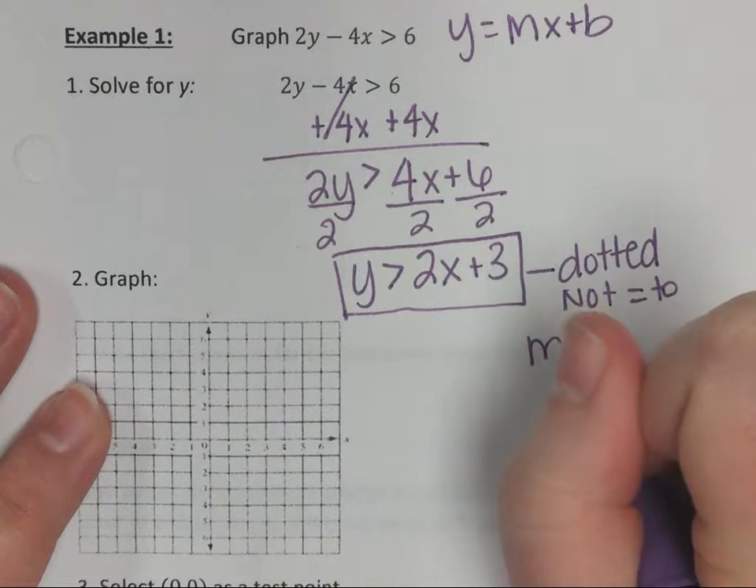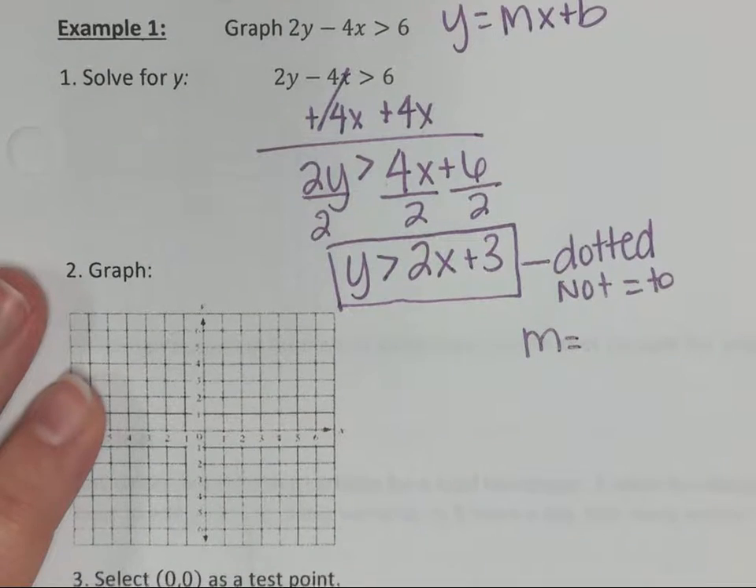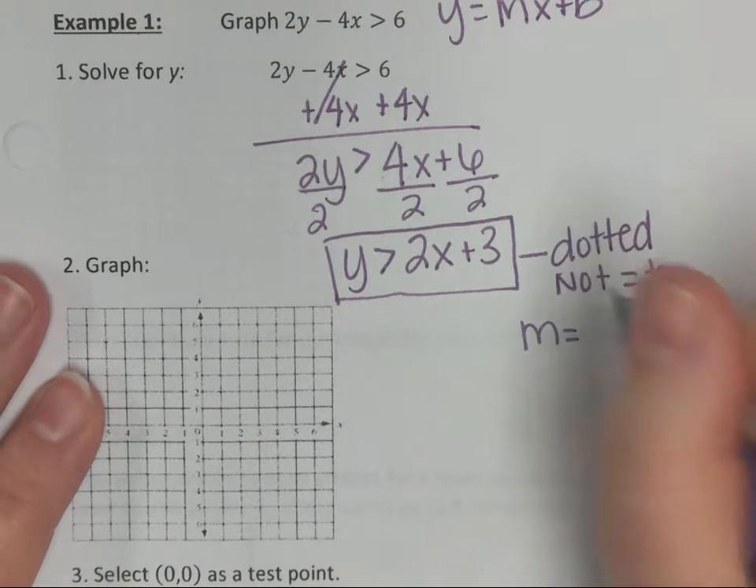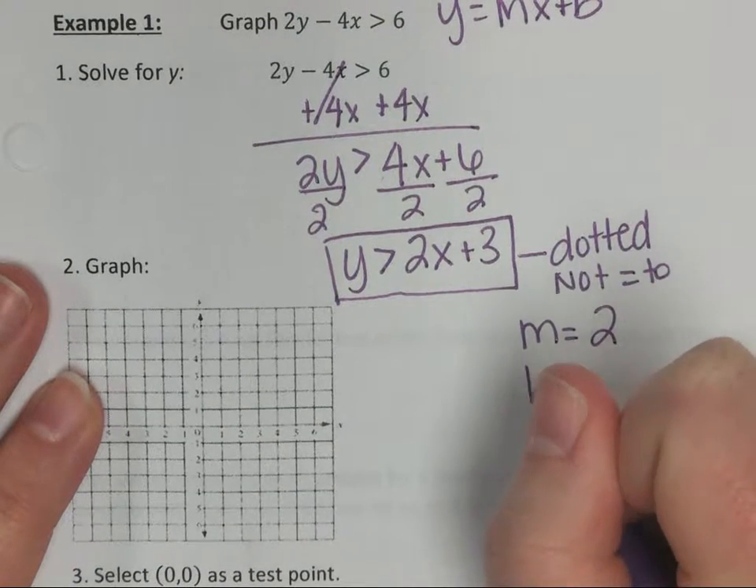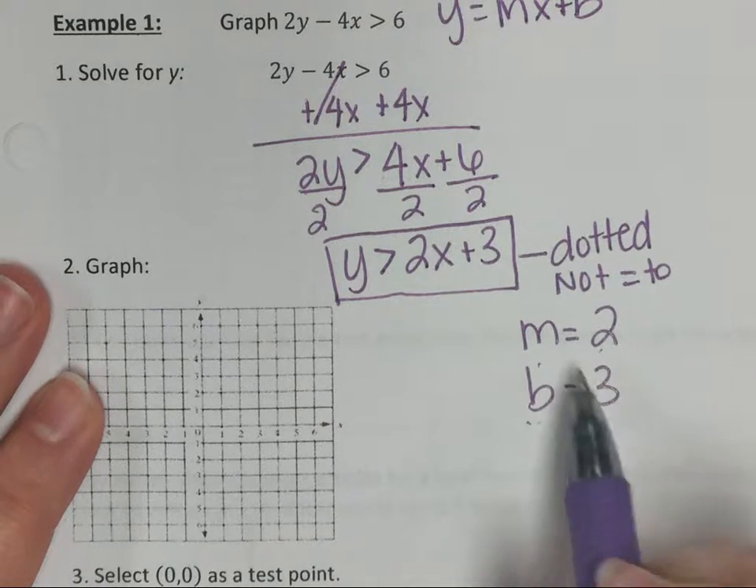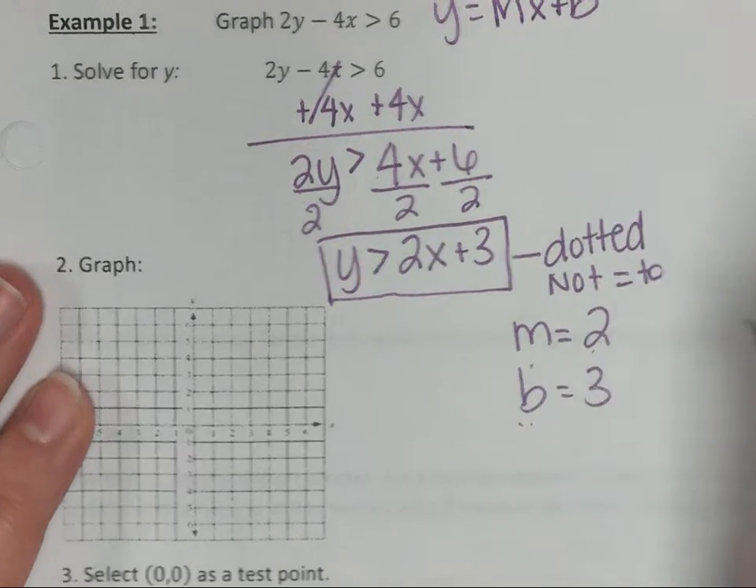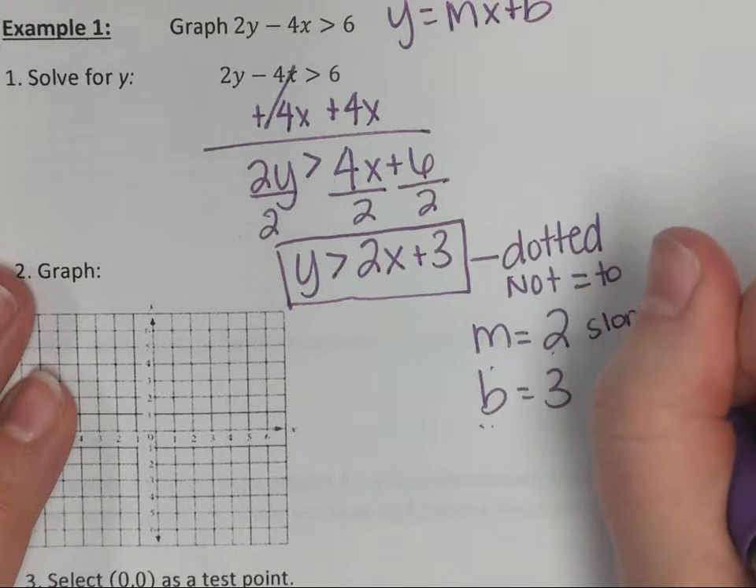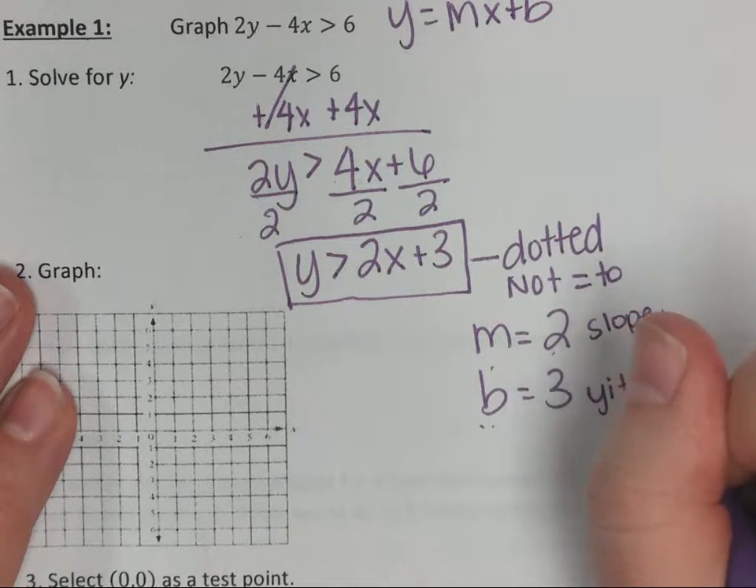What is our slope here? 2. What's our y-intercept? 3. Remember, m is slope, b is the y-intercept. If you don't remember that, we need to make a little note of it. So slope, y-intercept.